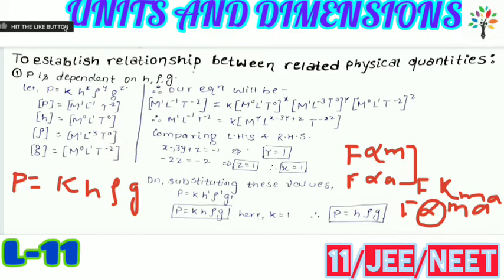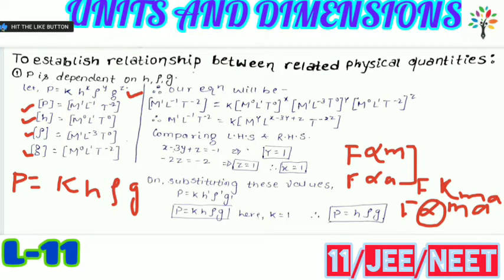But in dimensions there are some powers, like a, b, c. So we will take here x, y and z. So here we have P is equal to K H raised to power x, rho raised to power y and g raised to power z. Now write the dimension of each term occurring in this formula. So the dimension of P, that is pressure, is equal to force upon area, that is M1 L minus 1 T raised to power minus 2.